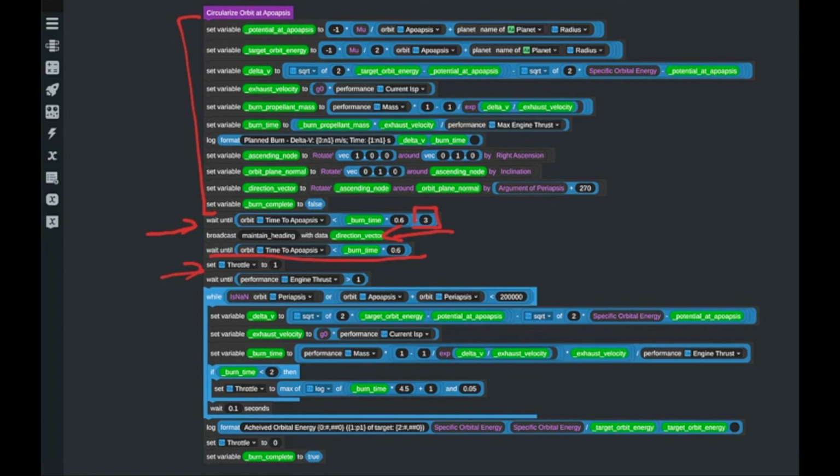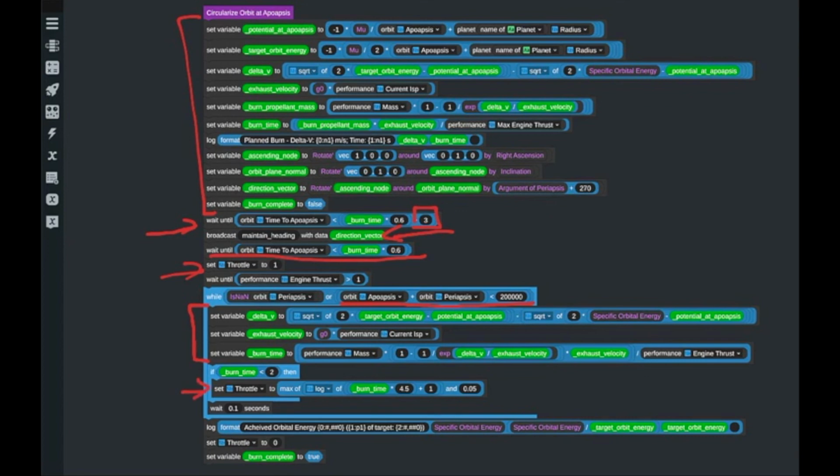Rather than relying on our time estimates and burning for that entire duration, we continue the burn until we meet half of our success condition for reaching orbit, having an apoapsis and periapsis that sum to over 200 kilometers. In order to avoid overshooting our target and failing to achieve a circular orbit, we repeatedly recompute the remaining delta V and burn time, and when that drops below 2 seconds, we taper off the throttle.